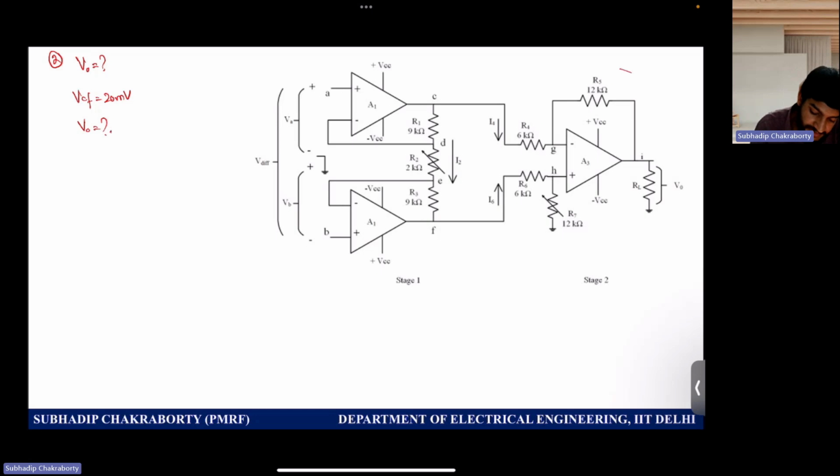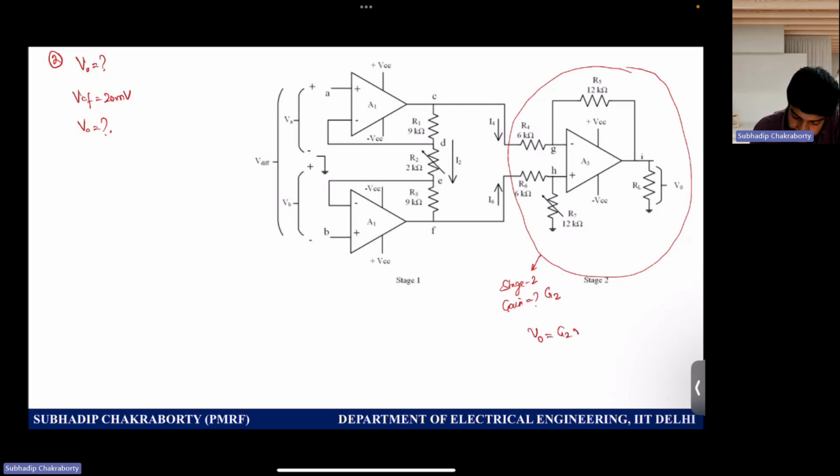Now this stage, if you see, this stage 2, we need to determine the gain. If we know the gain of stage 2, which is nothing but G2 if we assume, then we can write V0 equal to G2 times VCF, because this VCF is the input to the second stage. Output is V, which is nothing but this current times this RL, which is nothing but V0, right? So V0 is the output voltage.